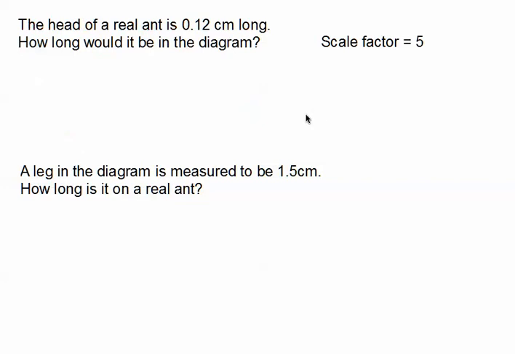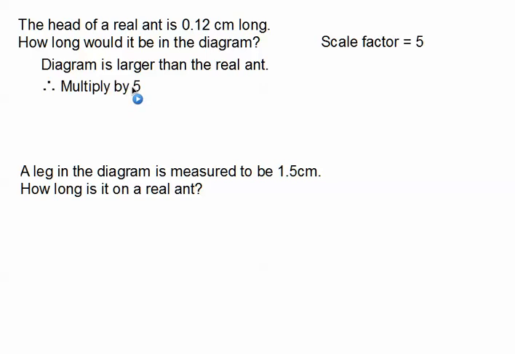So let's look at a couple of examples. The head of a real ant is 0.12 centimeters long. How long would it be in the diagram if the scale factor is 5? The thing to realize, of course, is the diagram is larger than the real ant. So what we do then is we multiply the length by 5. So the diagram length will be 5 times this measurement, 0.12, which we work out on our calculator, is 0.6 centimeters. So in the diagram, the head would be 0.6 centimeters long.